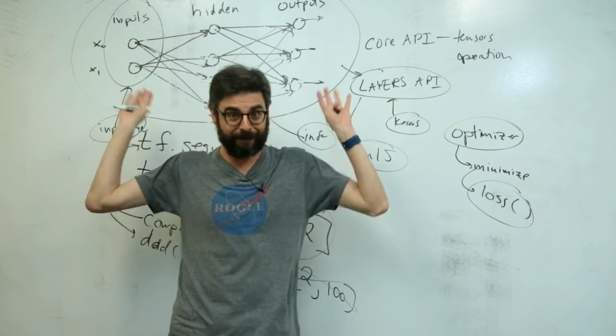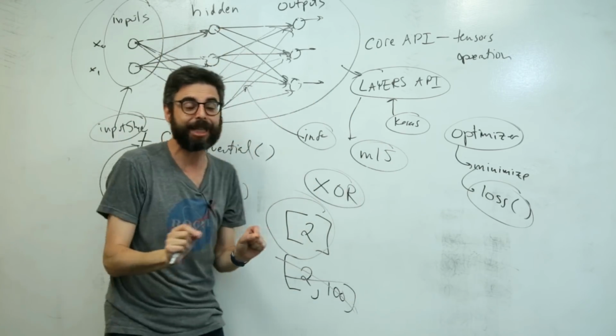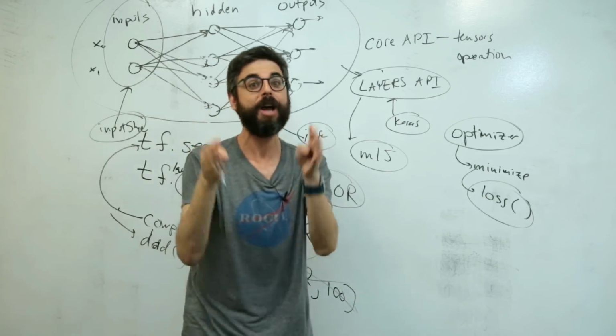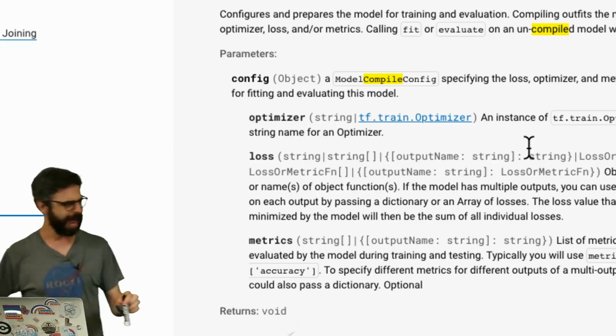I want to feed it a lot of known data and have it optimize all of the weights of all of these connections to fit that data. So I need to specify those things. So how do I do that?